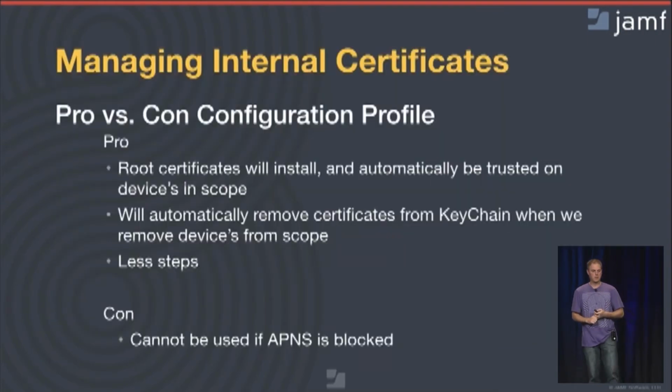The other method is using a configuration profile. The pro on this one is that the root certificates will install and be automatically trusted by using the configuration profile. And if we unscope them, or when we're ready to get rid of the certificates, the profile will also remove them from the keychain. And it's far fewer steps.